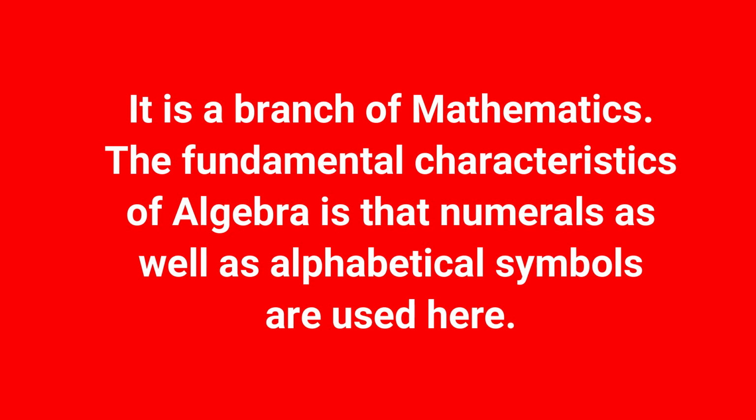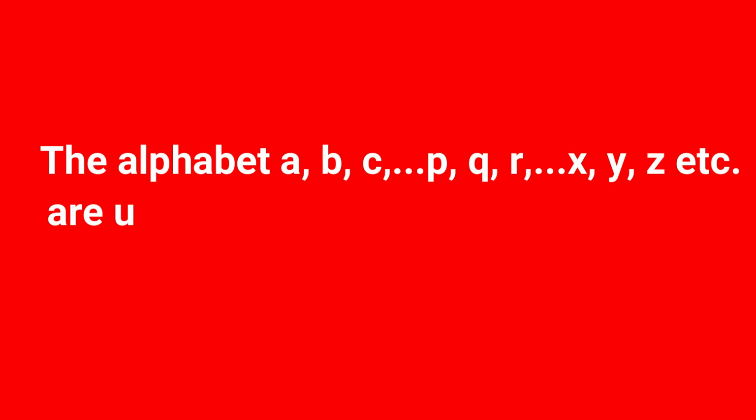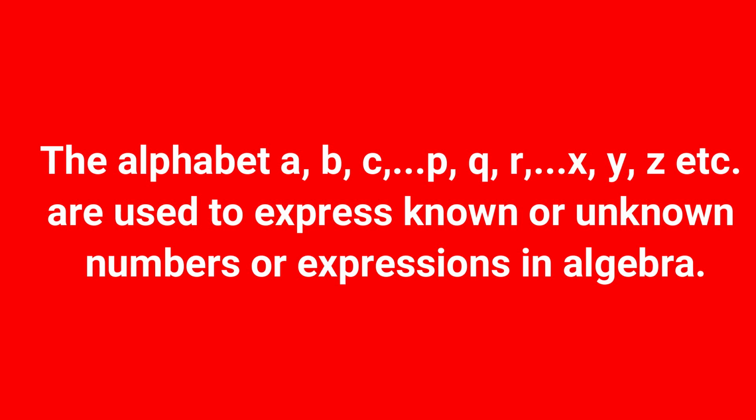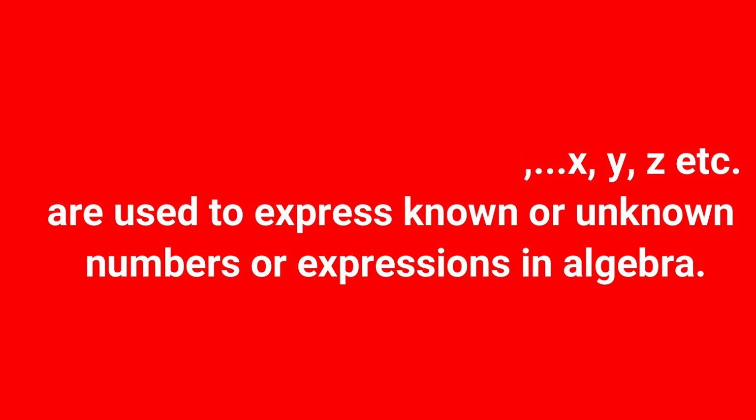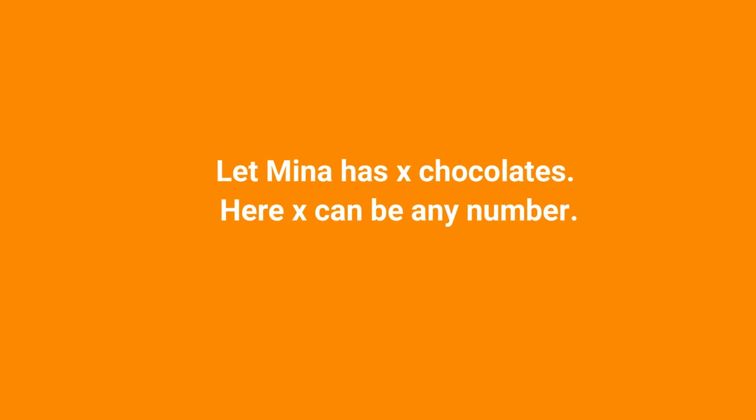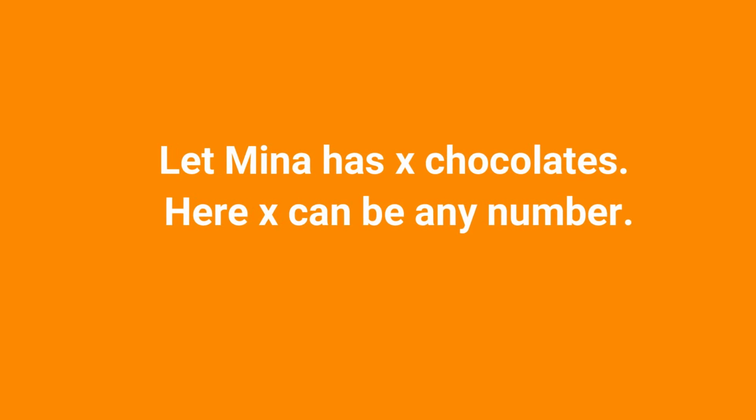What is algebra? It is a branch of mathematics. The fundamental characteristics of algebra is that numerals as well as alphabetical symbols are used here. The alphabet A, B, C, P, Q, R, X, Y, Z, etc. are used to express known or unknown numbers or expressions in algebra. For example, let Mina has X chocolates. Here, X can be any number.